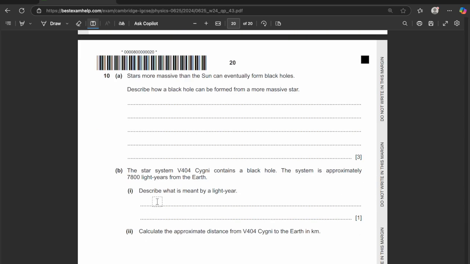So 10a. Stars are more massive than the sun. Stars more massive than the sun can eventually form black holes. Describe how a black hole can be formed from a more massive star.